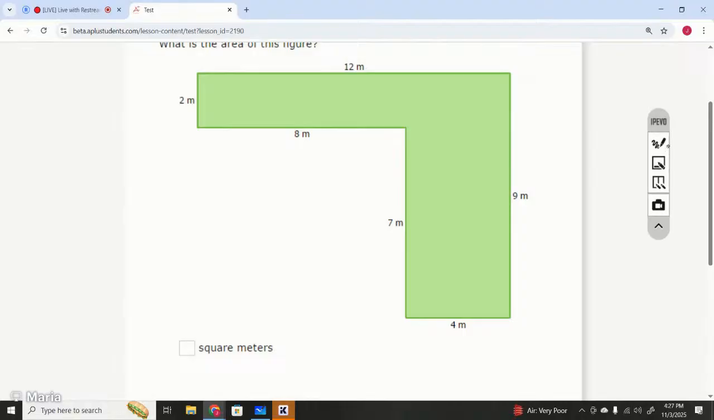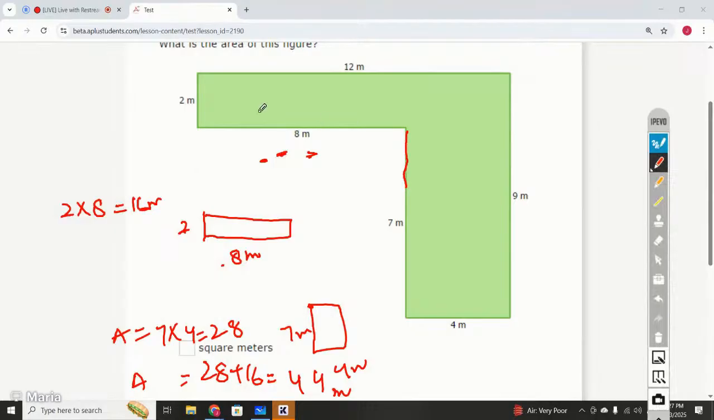Wait, let me just check one more time. 2 times 8 is 16, and 9 times 4 it is, because I divided it like this, right? So then this side length from here to here is 9. 9 times 4 is 36.